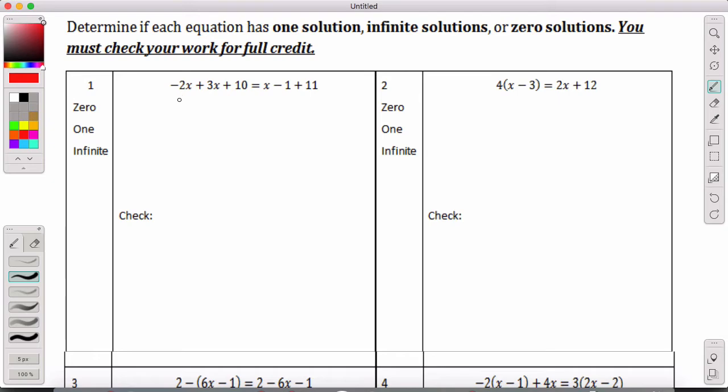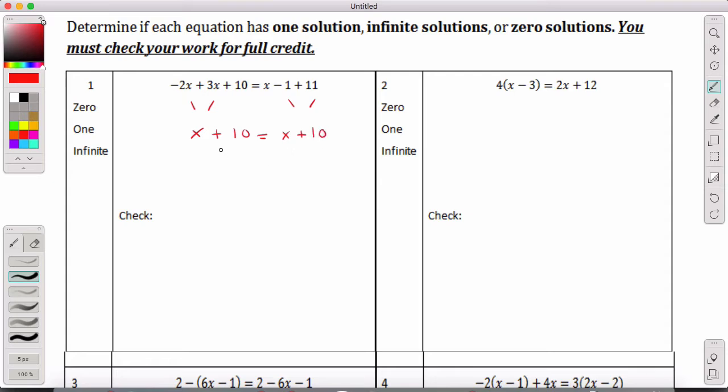We have negative 2x plus 3x plus 10 equals x minus 1 plus 11. First off, we have some like terms that we can combine right here. So negative 2x plus 3x is going to give me a positive 1x, and bring everything down. So I get x, and then we start off at negative 1 on the number line, and we're adding 11, so we're getting less negative. We're going to end up at plus 10.